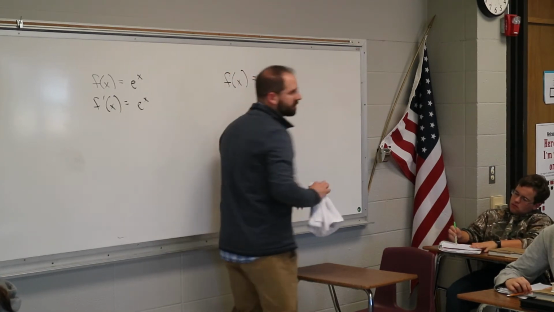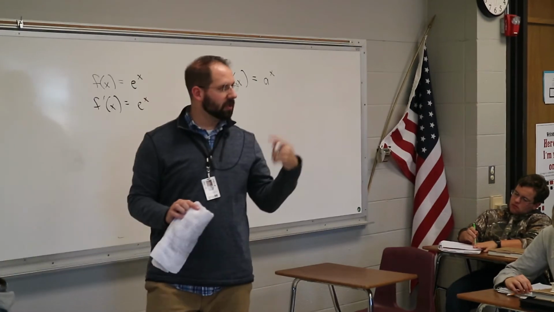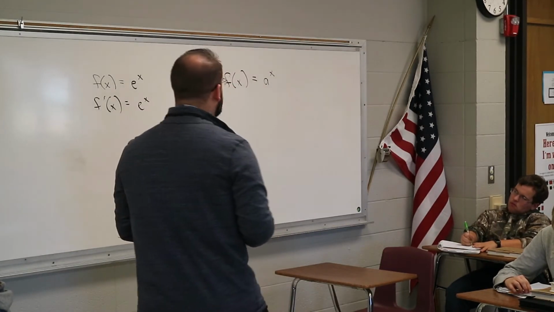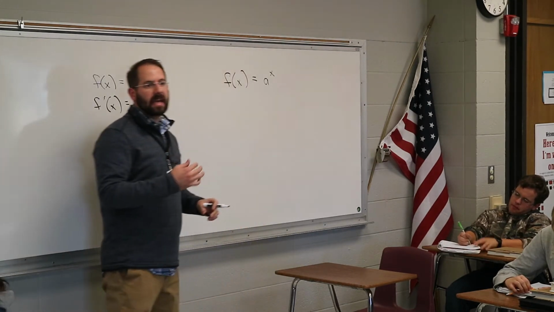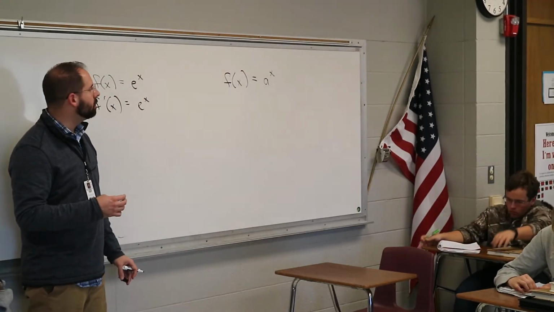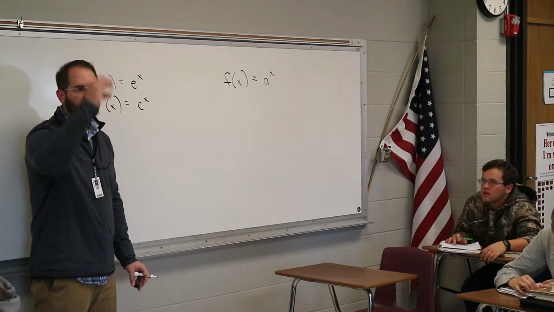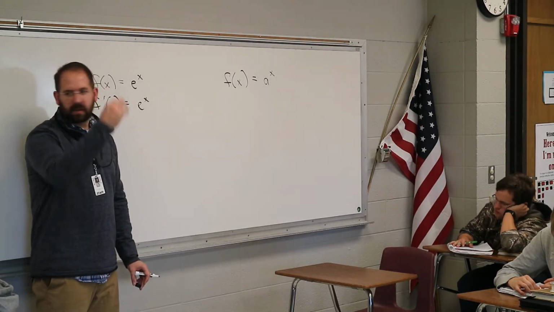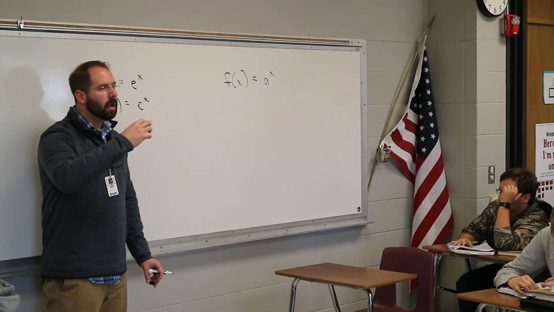My function is a to the x, not e. E is the natural number, it ends up being about 2.7. No, it's not the same. This applies to anything that's not an e. So a can be any number. It could be 7 to the x power, 8 to the x power, 2 to the x power, 8,000, whatever.